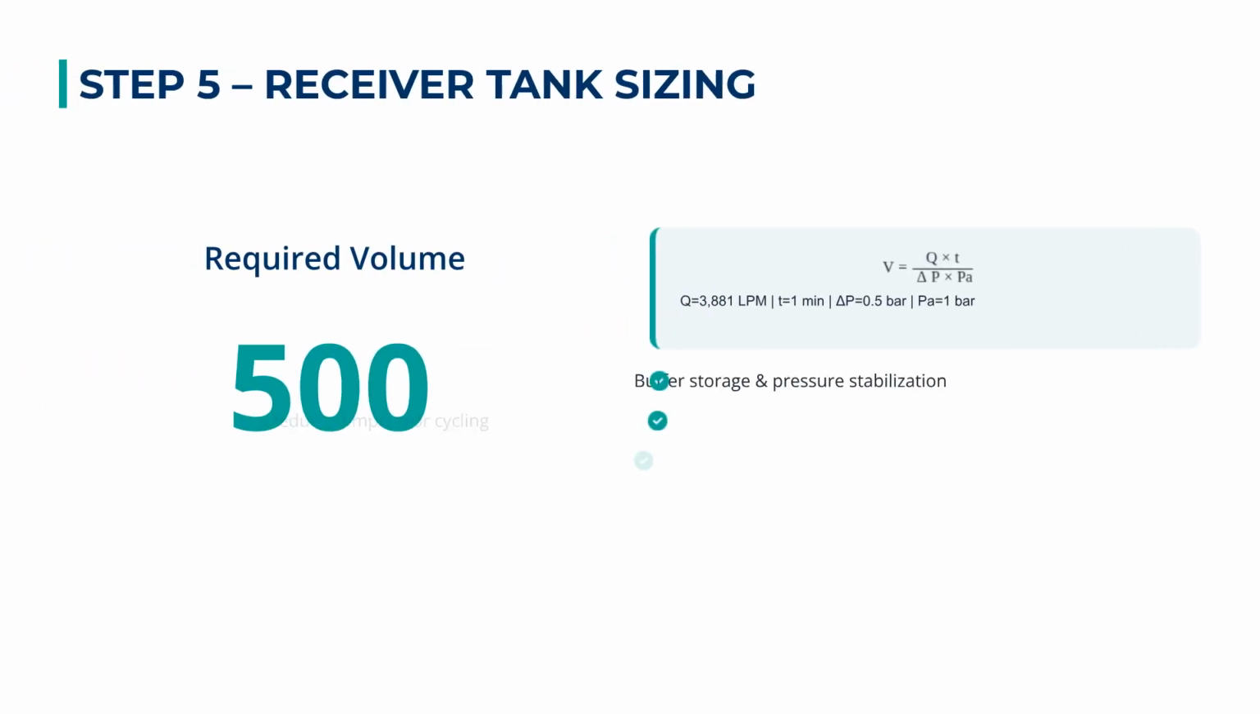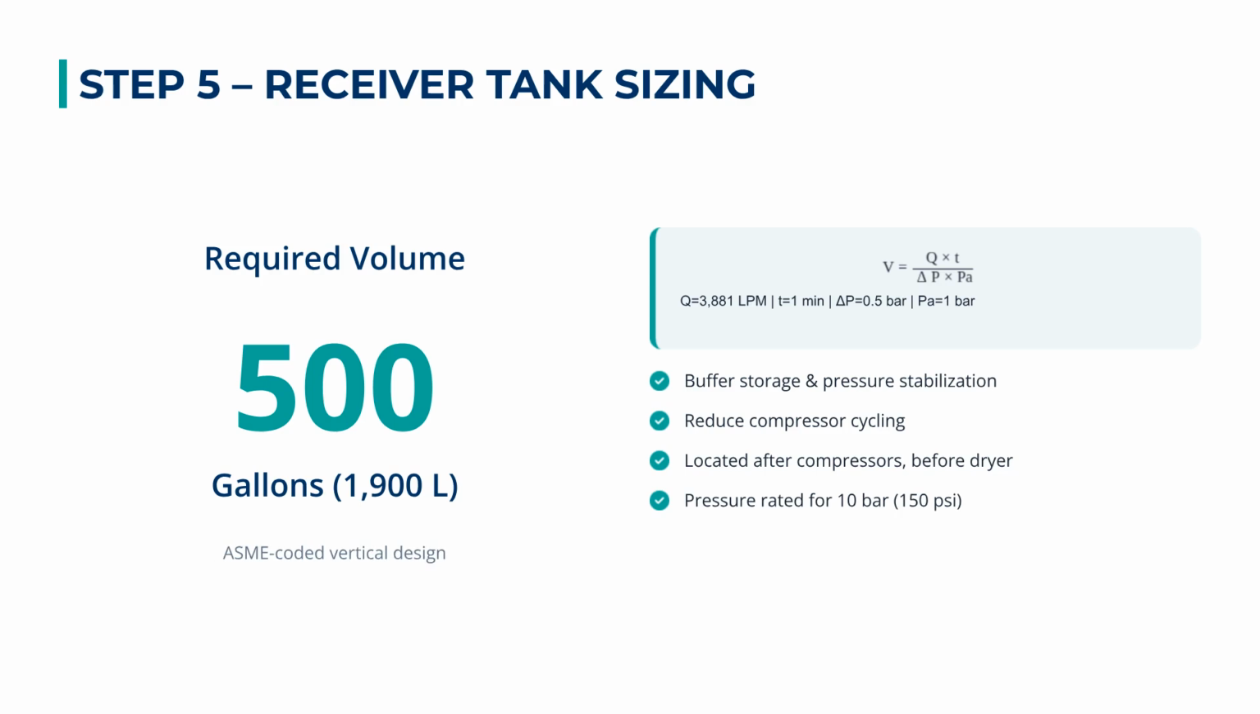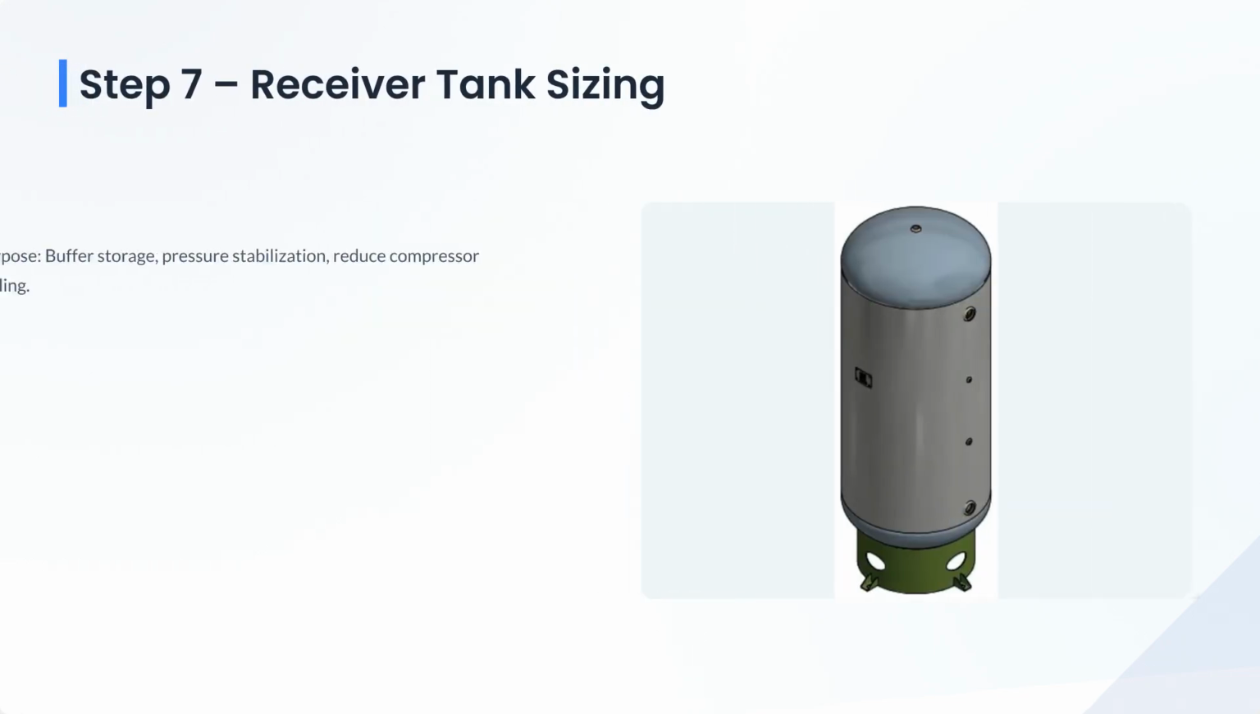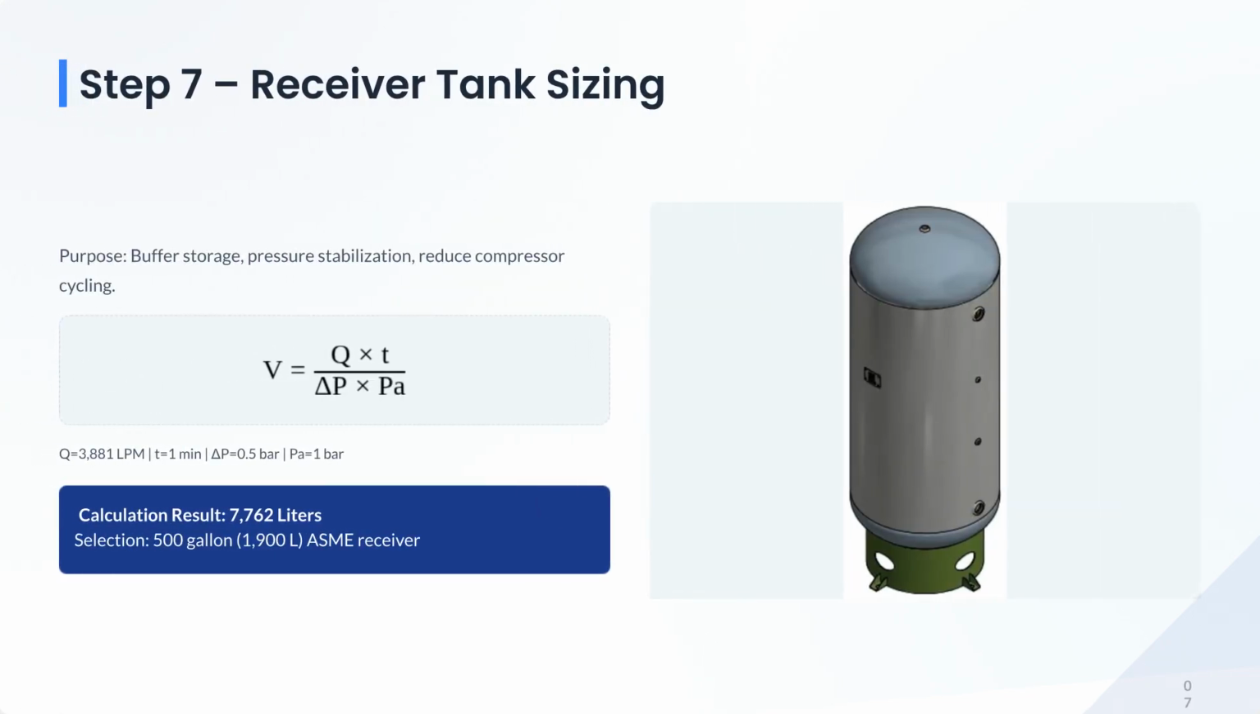Step 5 is receiver tank sizing. The receiver provides buffer storage, stabilizes pressure, and reduces compressor cycling. Based on our flow and pressure drop requirements, we require a 500-gallon, 1,900-liter, ASME-coated, vertical design tank. The calculation using flow, time, and pressure differentials leads to a large volume requirement. We select a 500-gallon ASME receiver to provide adequate buffer storage.